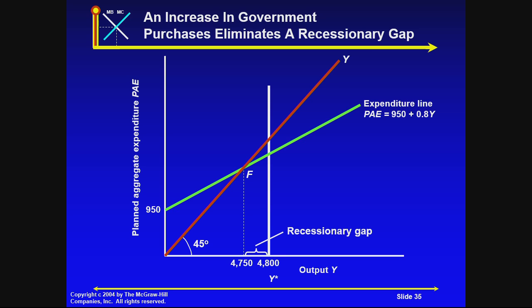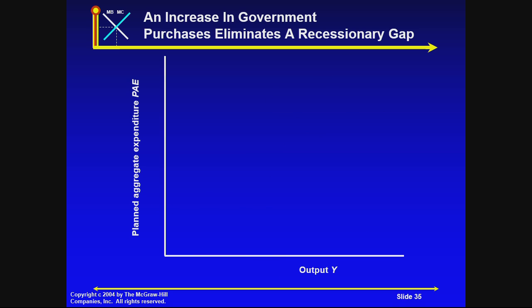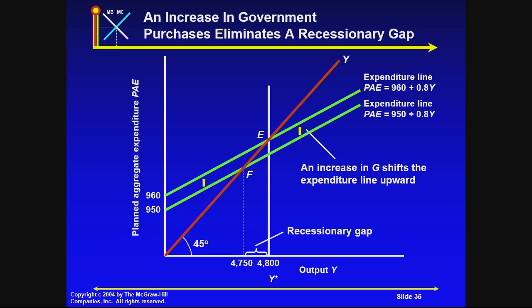Okay, we were there earlier, right? 4750, you're in F. So I say that you're in a recessionary gap because your equilibrium output is to the left of Y star. So in order to correct it, you will raise G up by 10 units, from 950 back to 960, then you're back to that position there. But you could also do it by tax cut. So let's look at how we do it by tax cut.